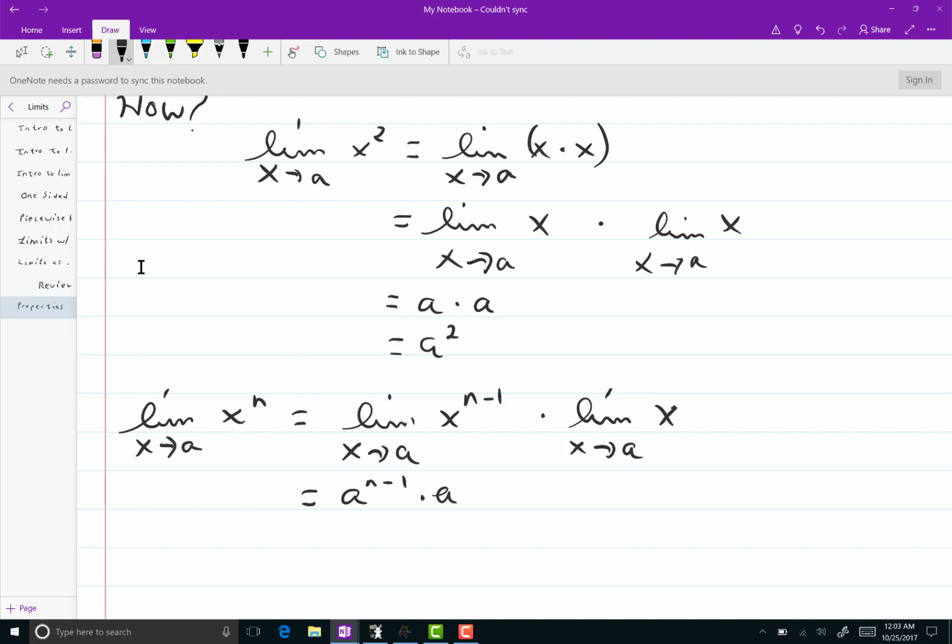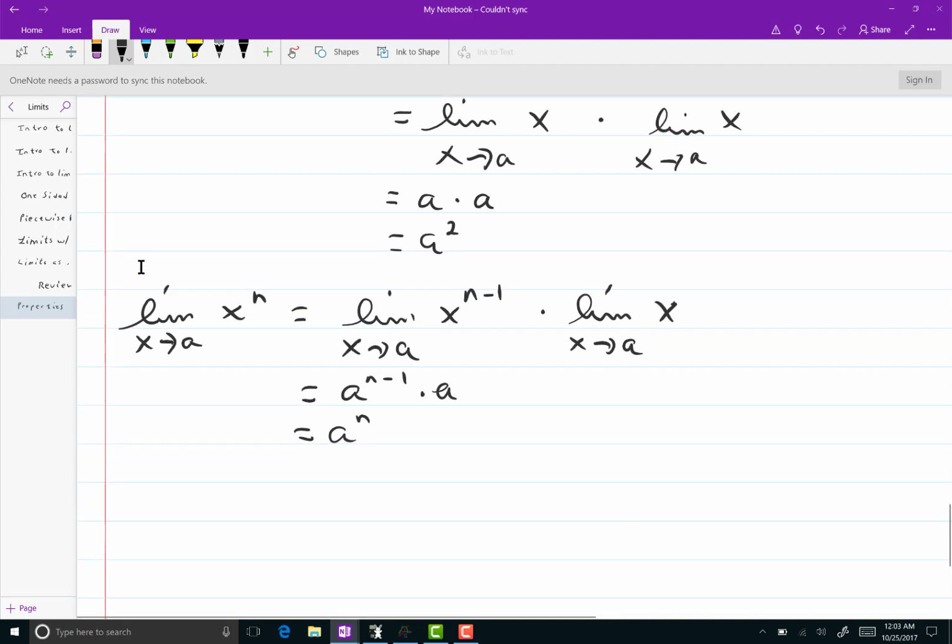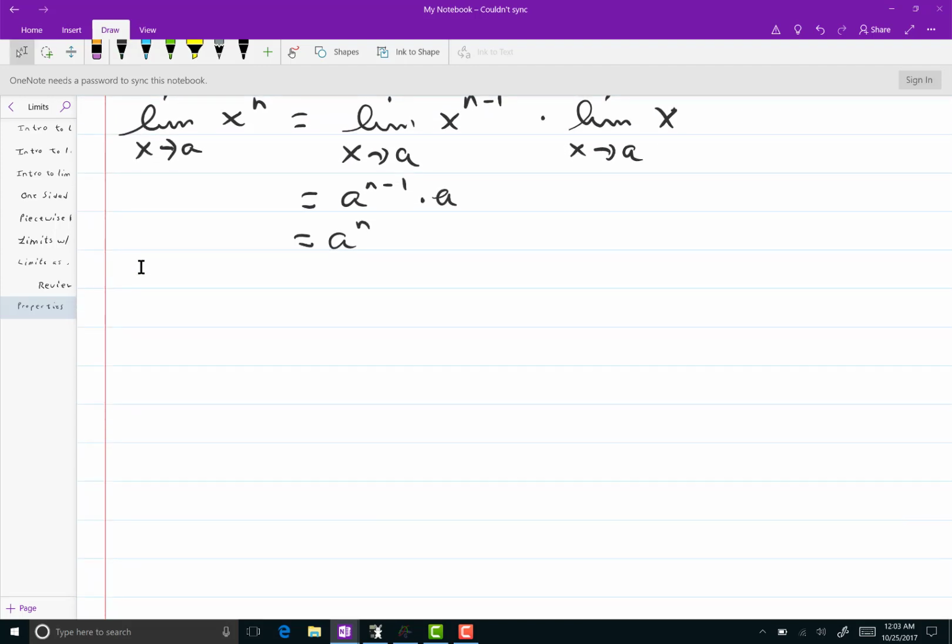Now, conceivably, we would have shown that a to the n minus x to the n minus 1 goes to a to the n minus 1. We already know x goes to a, and so a to the n minus 1 times a gives us a to the n. This is the start of explosive growth in some of the properties that we're going to have now.